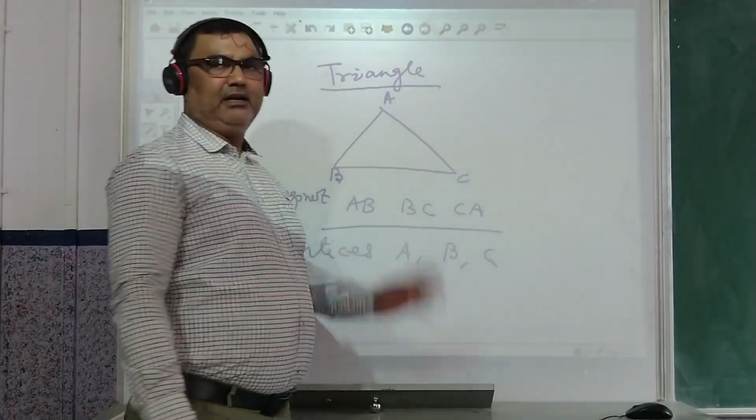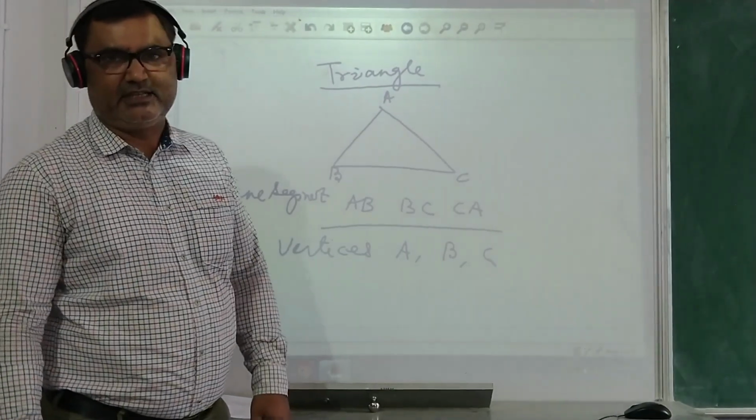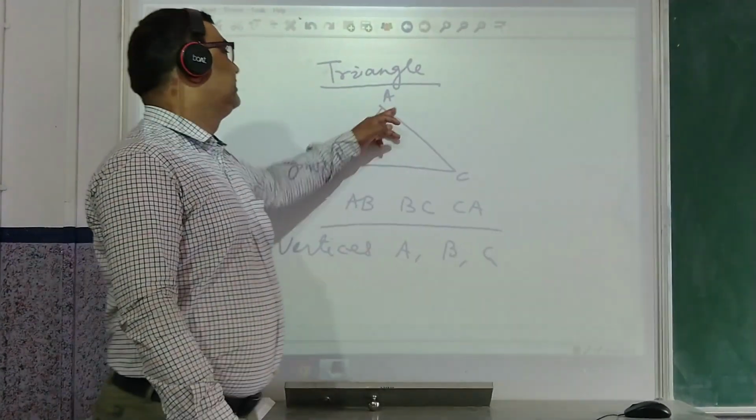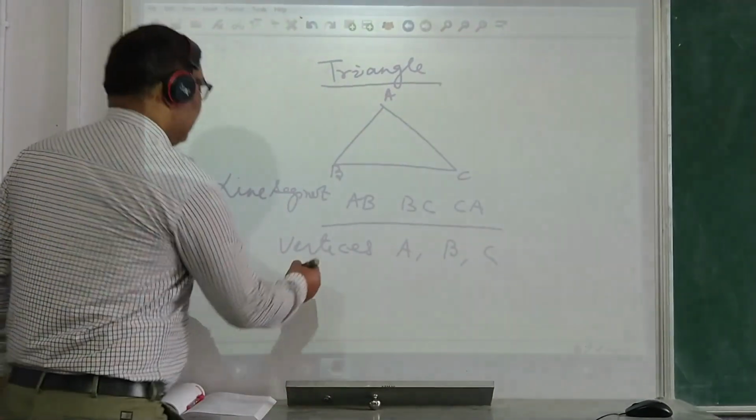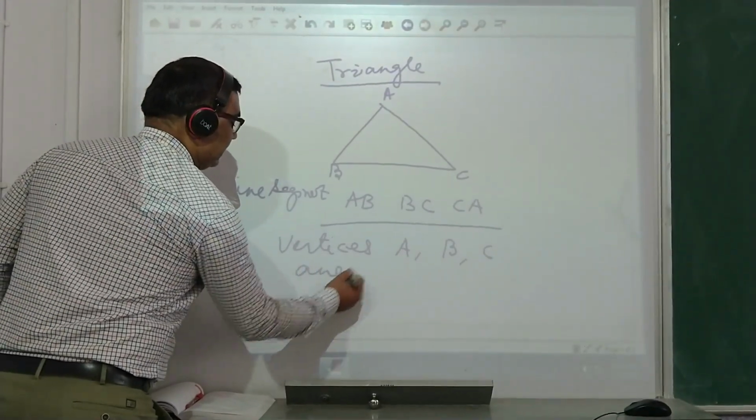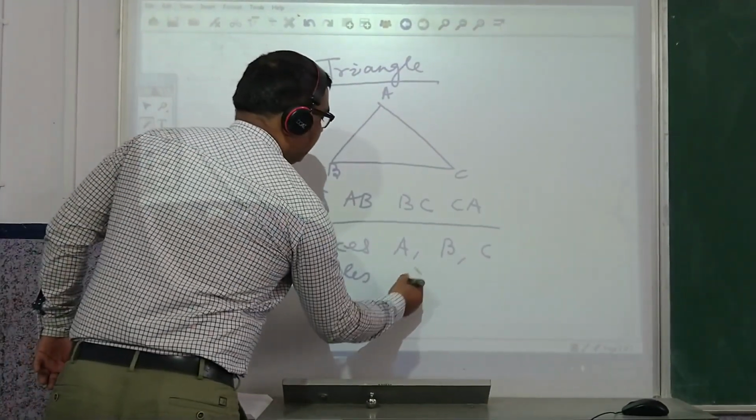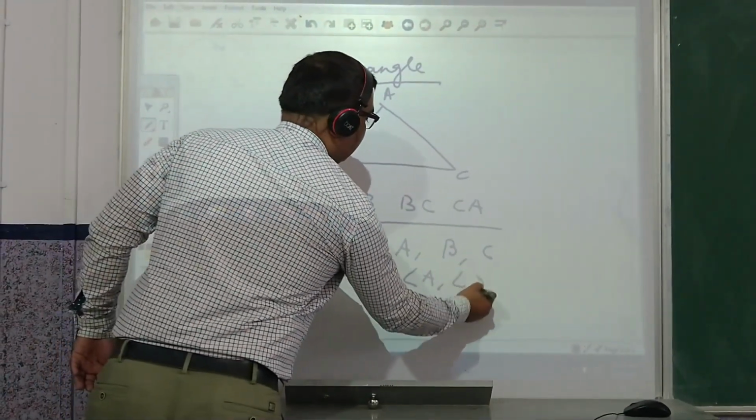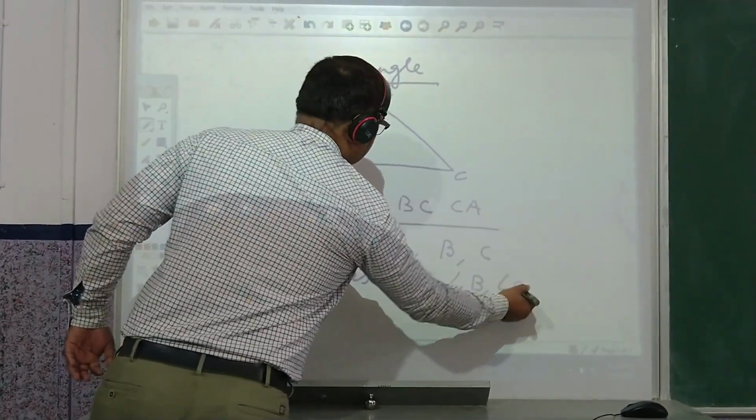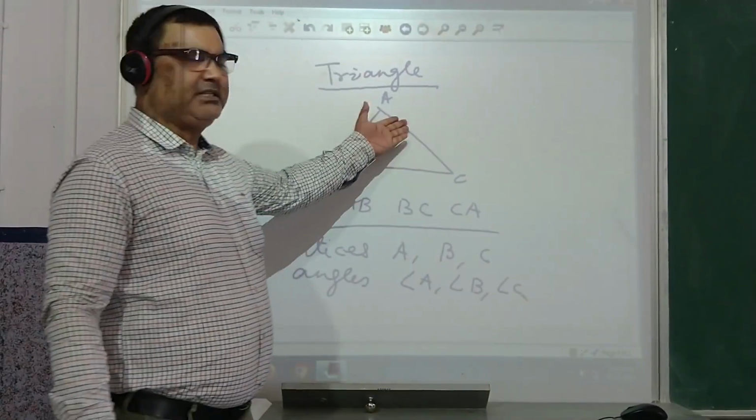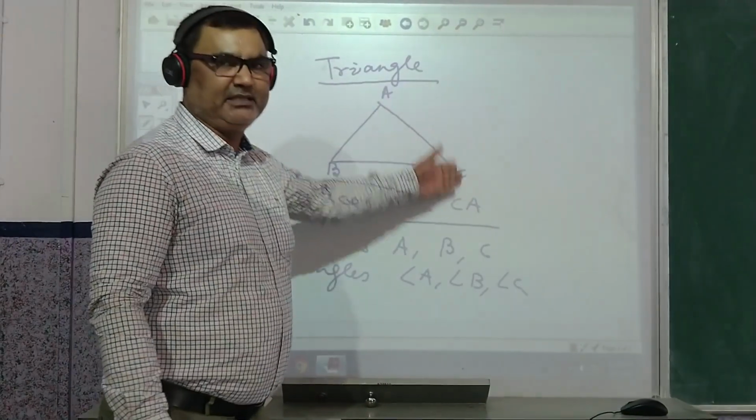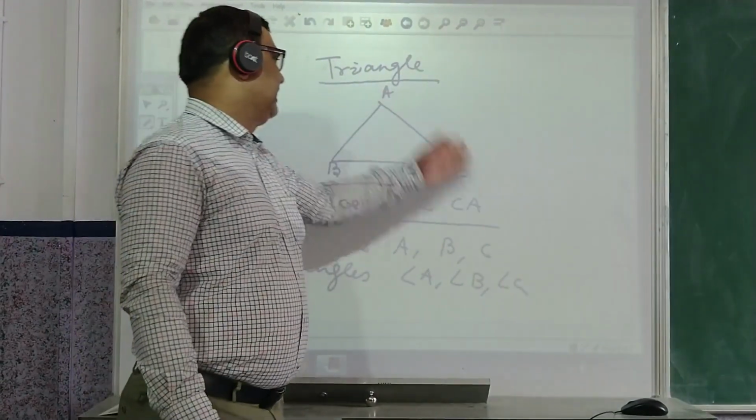And in the triangle, since three sides are there, we have three angles. The angles are angle A, angle B, angle C. You know how to write angle A as BAC, B as ABC, C as ACB.